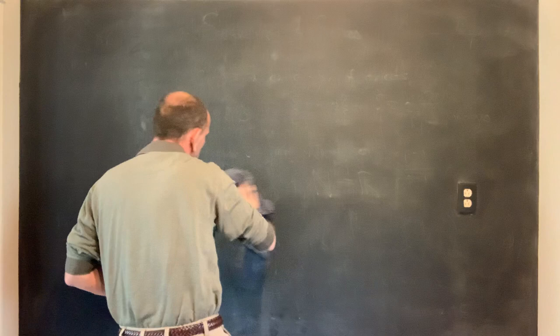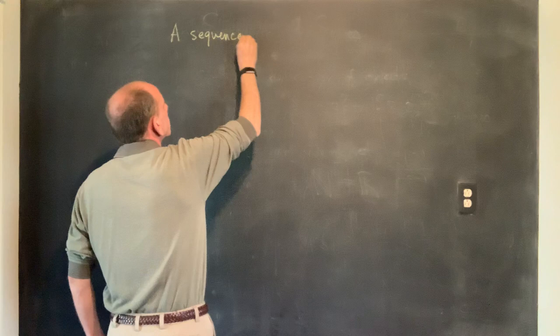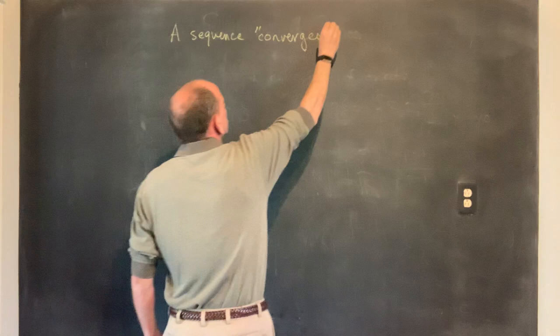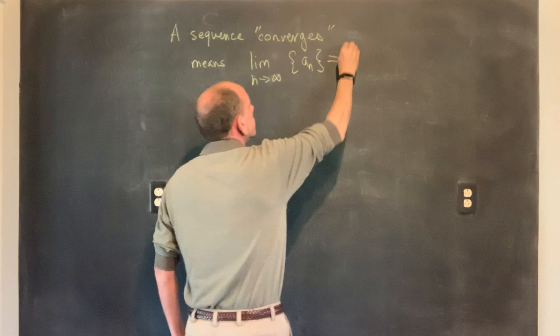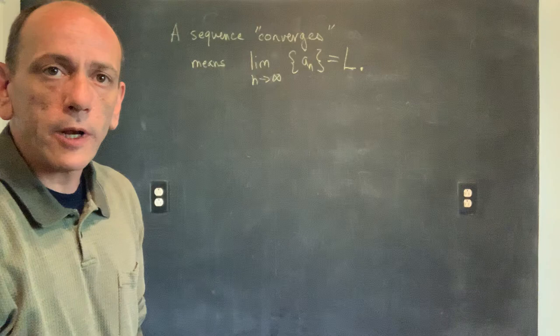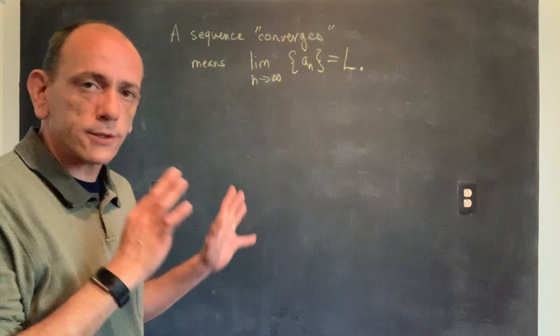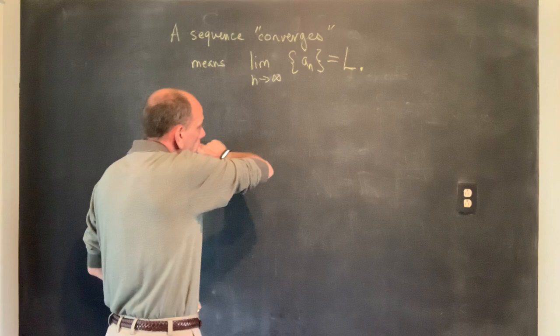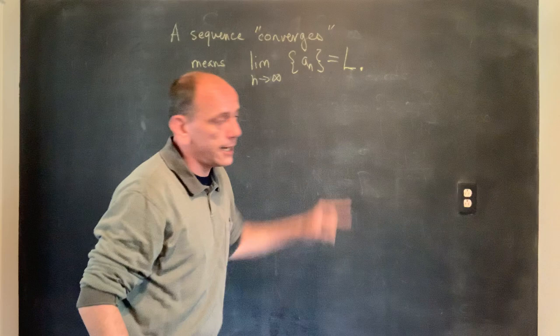Now, we want to define what it means for a sequence to converge. A sequence converges means that the limit as n goes to infinity of my sequence a_n is L. If we had more time, or if we were in a proper classroom setting, we'd go through the actual formal epsilon proofs, but for now we'll just leave it as that. What we're saying is that as we go along in the long run, the limit exists, and it is some finite number L. This is a double statement: that limit exists, and it is some finite L.